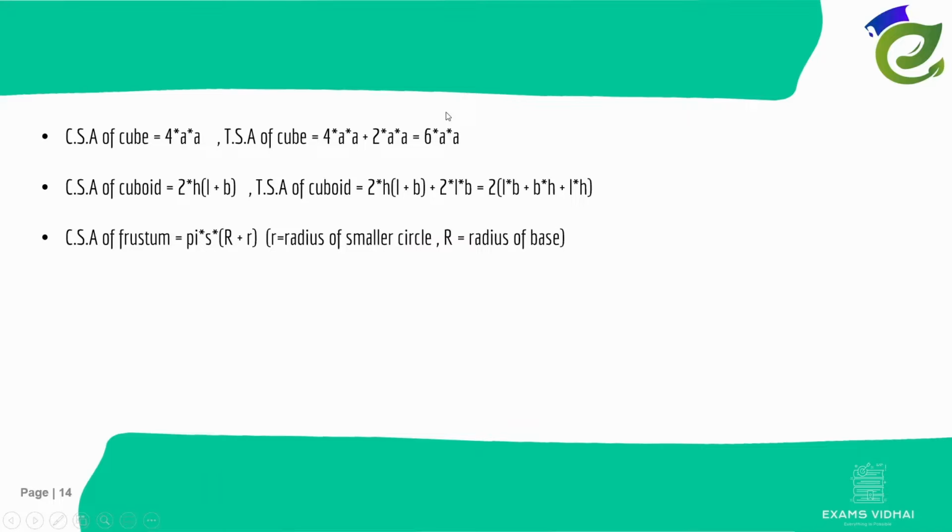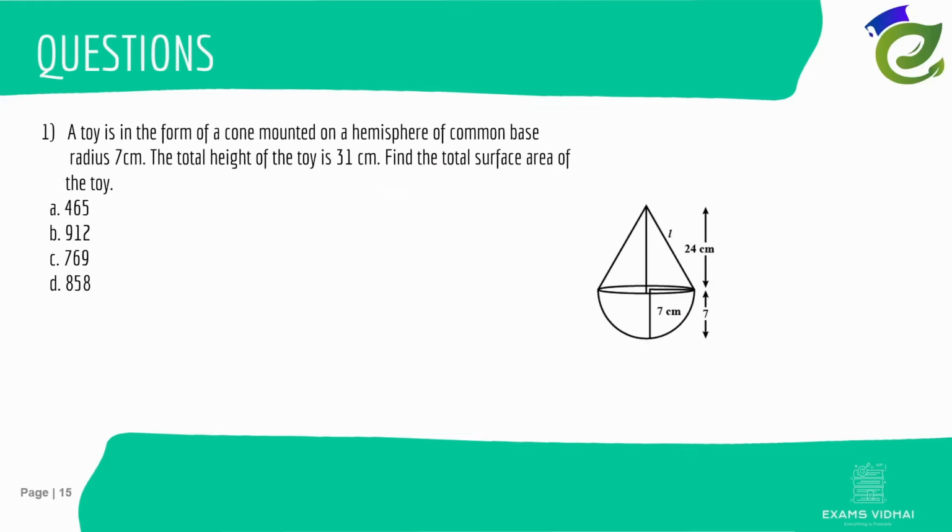Okay. Now we will see one example question so you can understand more clearly. The question is given that a toy is in the form of a cone mounted on a hemisphere of common base radius 7 centimeter. The total height of the toy is 31 centimeter. Find the total surface area of the toy.